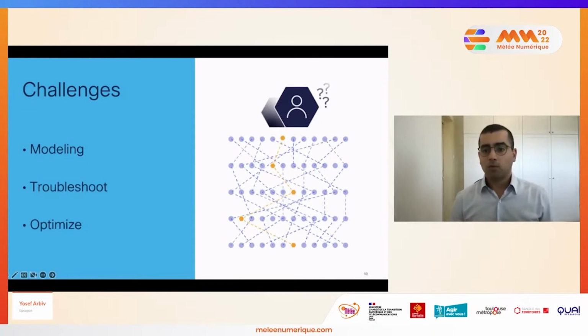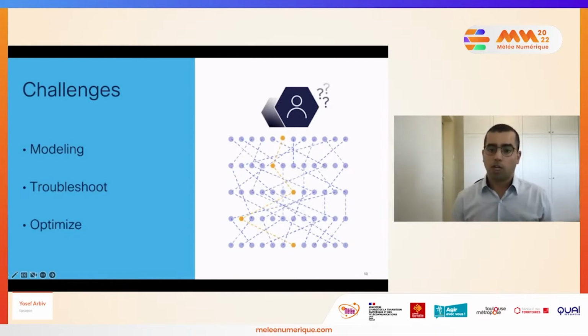And the last challenge that I want to talk about is optimizing the system. Let's say you have a customer that complains that a certain flow is not as fast as it should be. Again, it can take a lot of time for the developers to understand which microservice exactly is responsible for this behavior, and only then they can start thinking of how to improve this behavior. So these are our challenges when we are dealing with microservices architecture.